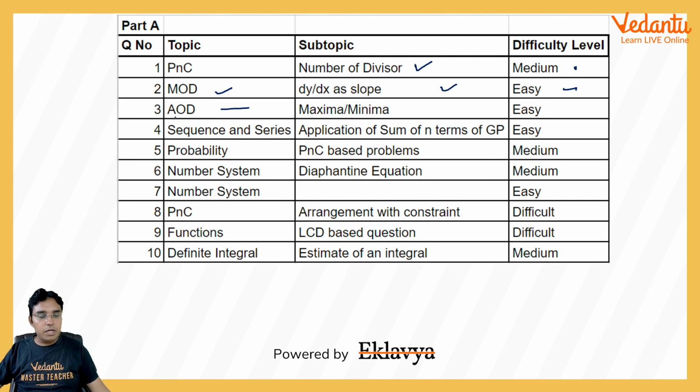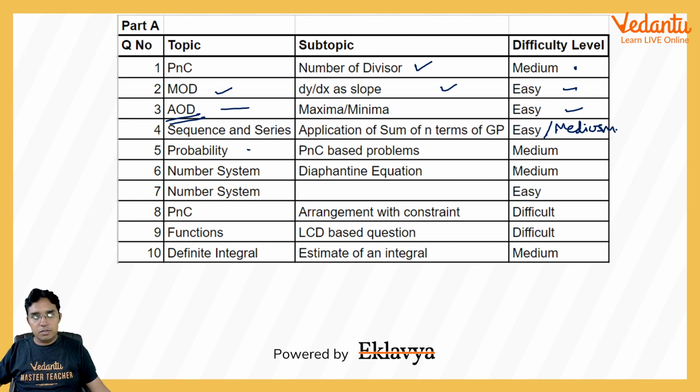I have kept this in AOD, although it may be kept in AM-GM also or quadratic also. So it is also an easy question. Then sequence and series, 1, 1, 1, 1, 3 times and so on. This is also easy, or rather I will say medium also, because here there was a catch: whether you are able to understand how many number of terms are there.